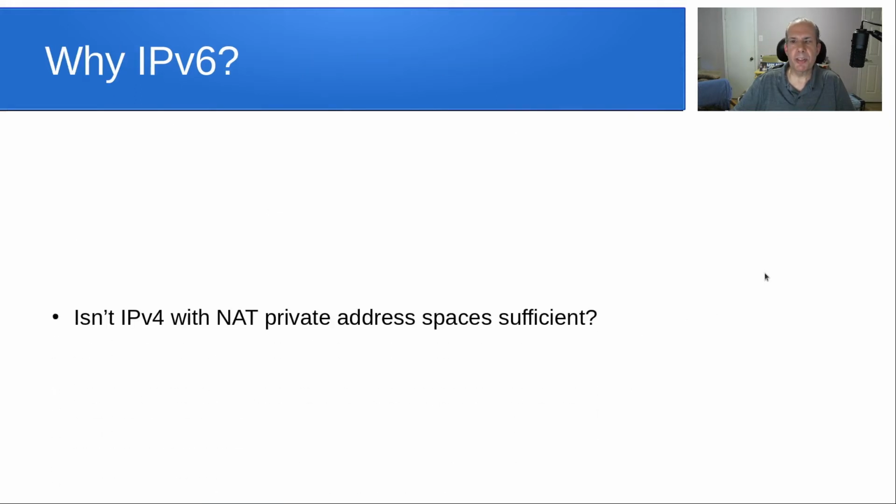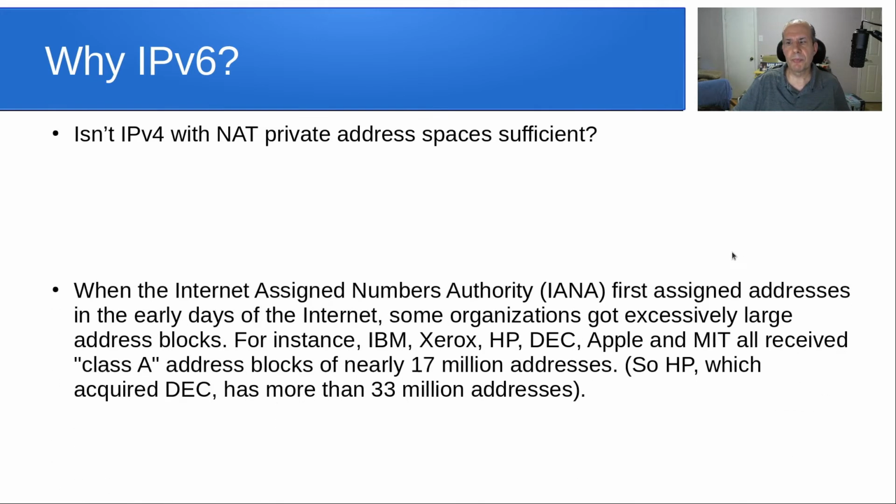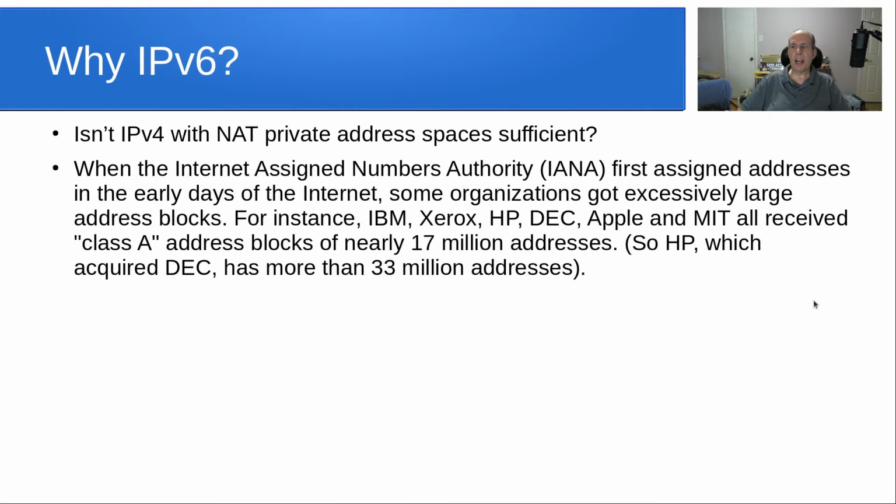So why IPv6? Isn't IPv4 with NAT private address spaces sufficient? Well, when IANA, which is the Internet Assigned Numbers Authority, first assigned addresses in the early days of the internet, some organizations got really excessively large address blocks. And two organizations in particular that got really large address blocks were Digital Equipment Corporation and HP. They both got Class A address ranges, and each of them had nearly 17 million addresses in that range.